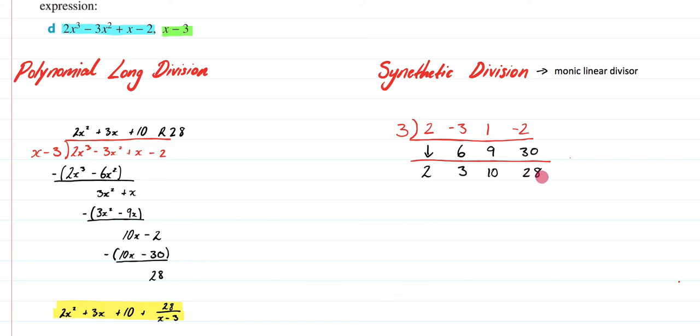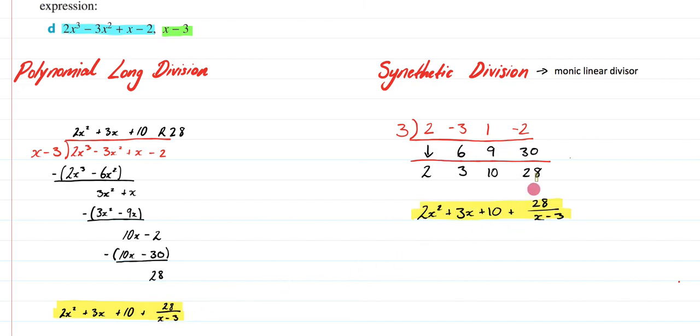Now that I've got these, this 2 is my coefficient of x squared. This 3 is my coefficient of x. My 10 is my constant. And this 28 is my remainder. So we're going to write it as 28 over my divisor of x minus 3. And if you look at that, right there is exactly what we arrived at over here.